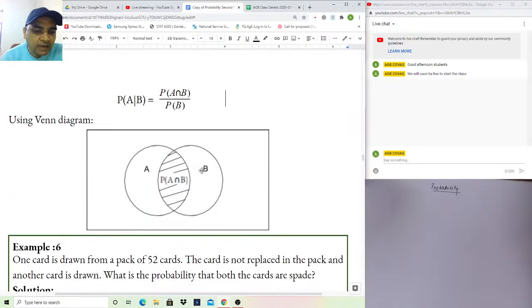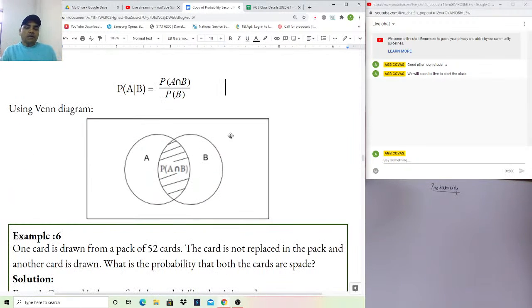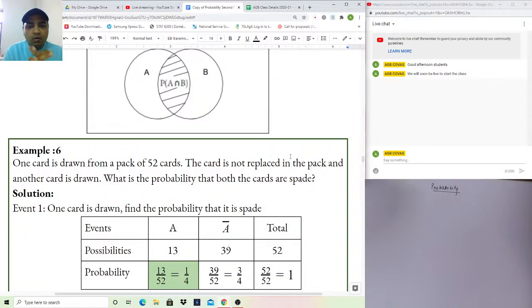And using the Venn diagram, you should understand this rectangle is the total sample space in which A and B are the two events. Then this shaded portion, which is common to A and common to B, constitutes your P(A intersection B). That is the simultaneous occurrence of A and B. Now let us understand this using an example.